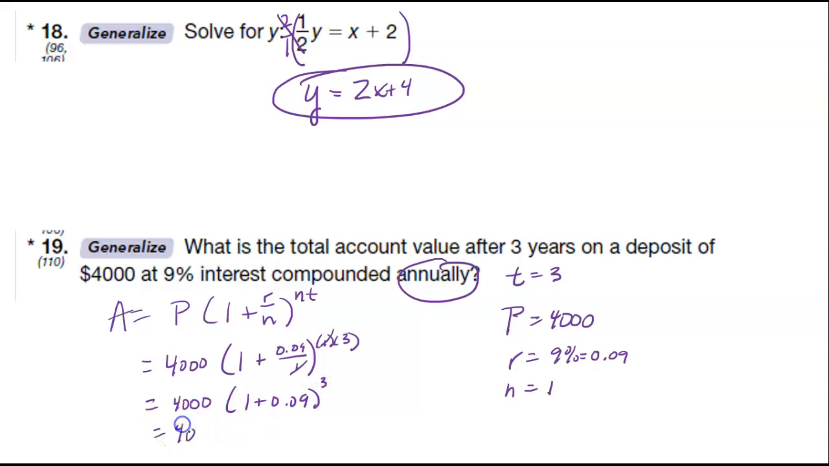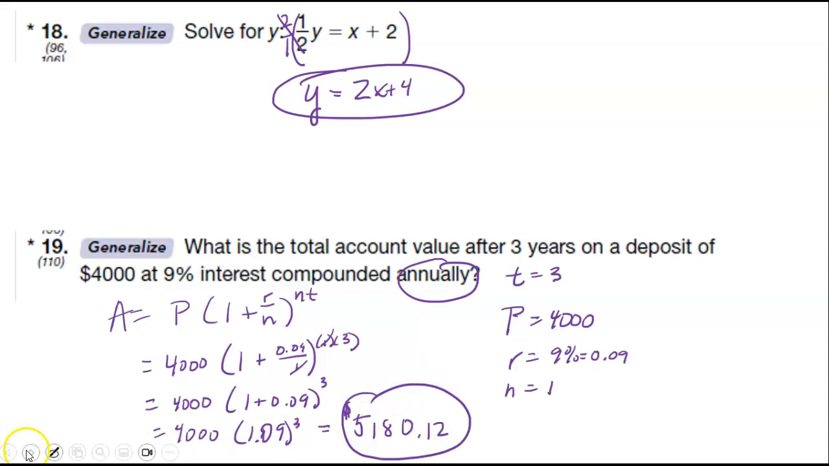You could do this on your calculator. 1.09 cubed times 4,000 gives you, and make sure you round to 2 decimals because that's how money works. Okay.